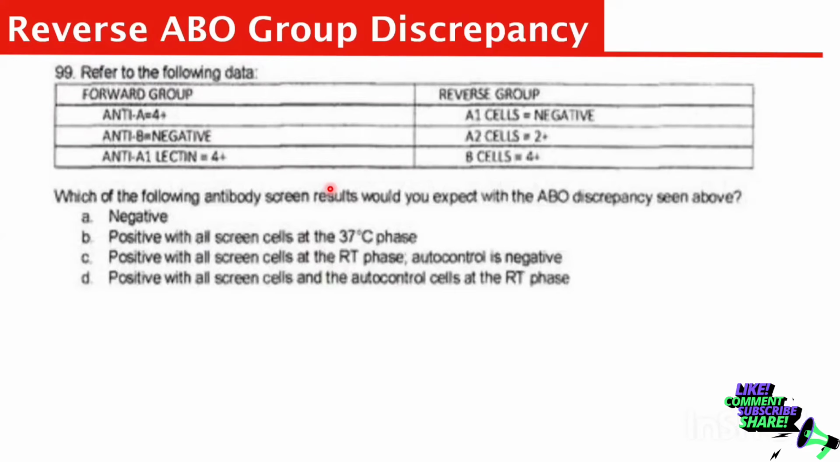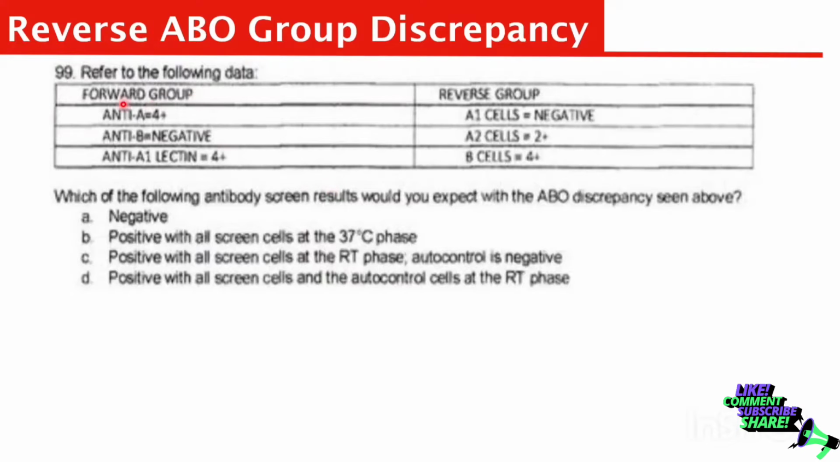And there are many factors that can lead to that. Like I mentioned in my previous video, while I was trying to answer this type of question, what interfered in the previous ABO discrepancy that we looked at, before this one, had to do with autoantibody. So let's continue with this, okay?